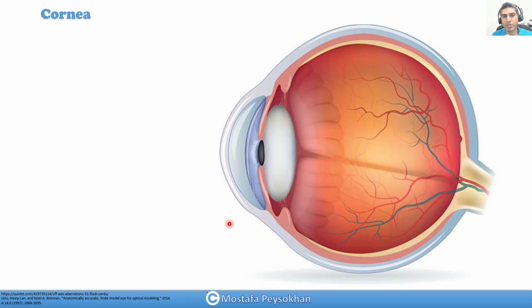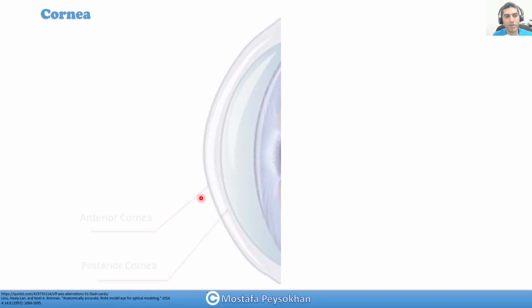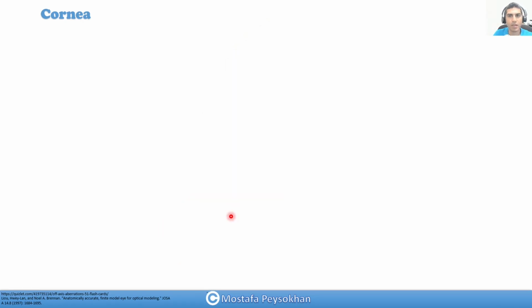So, the first part, the cornea. It has two surfaces. The first surface we call the anterior cornea, and the second surface we call the posterior cornea. When you look at it, it looks like a very spherical surface, but in reality it is an aspheric surface. It means that it's not completely spherical. It has an ellipsoid shape.